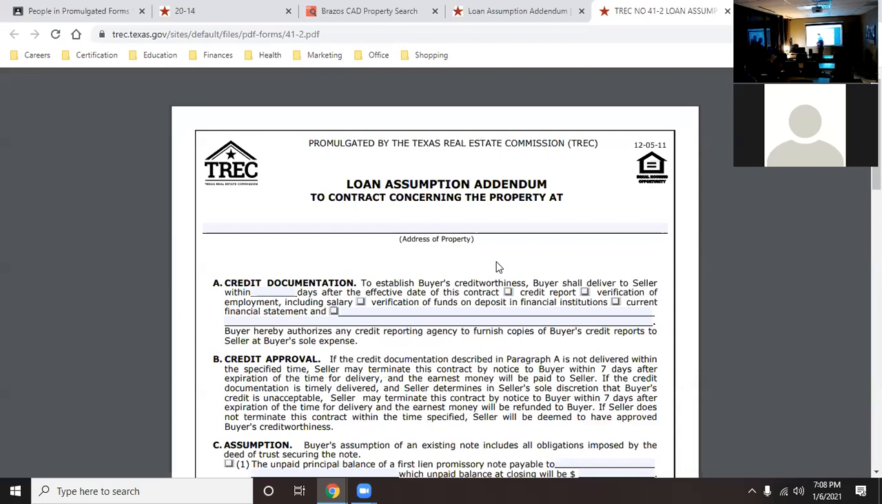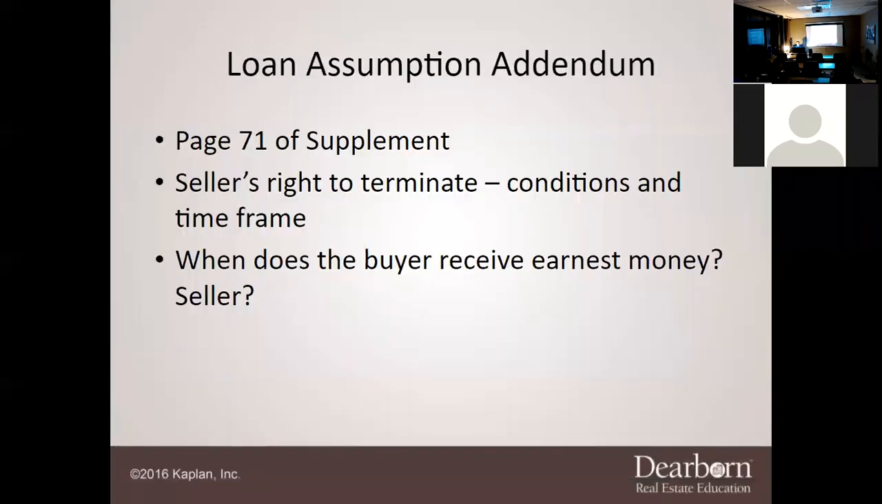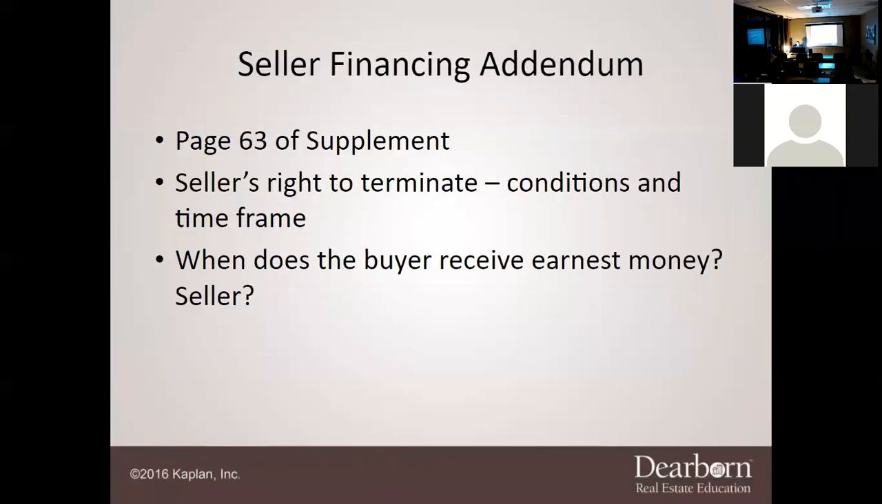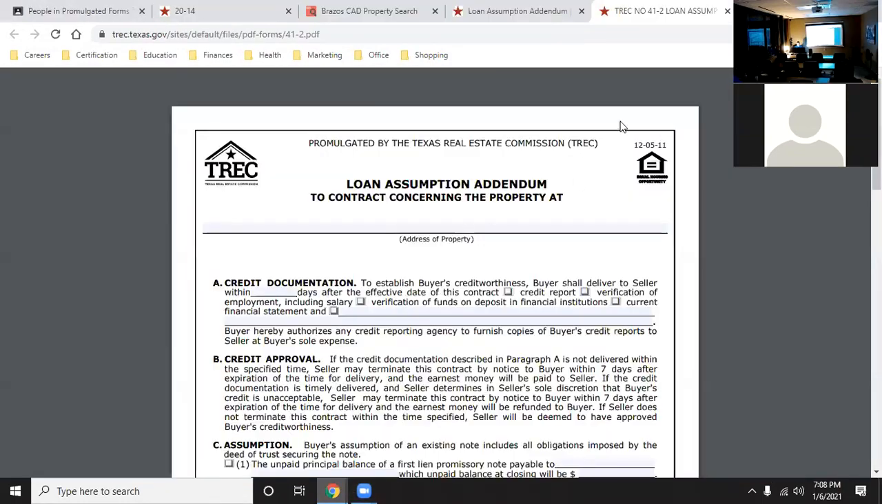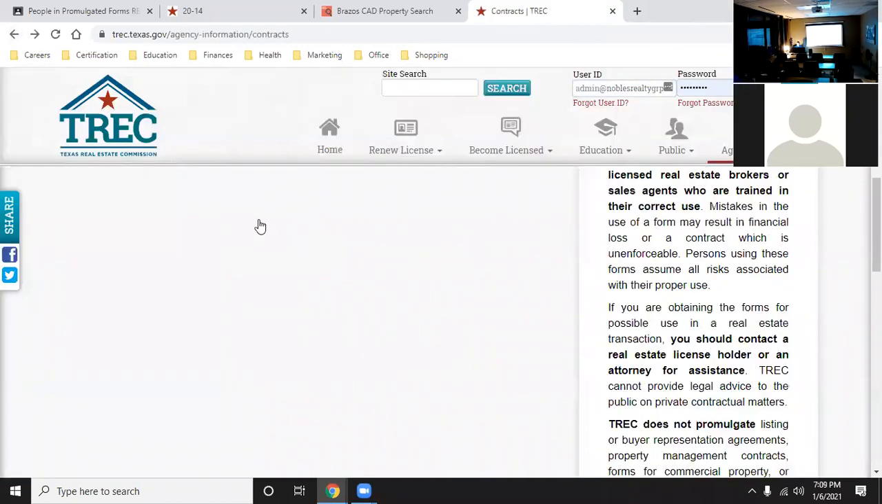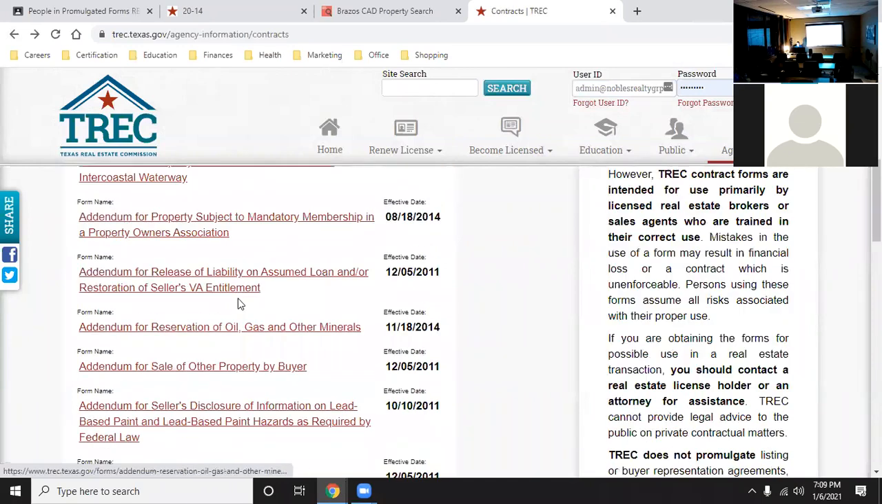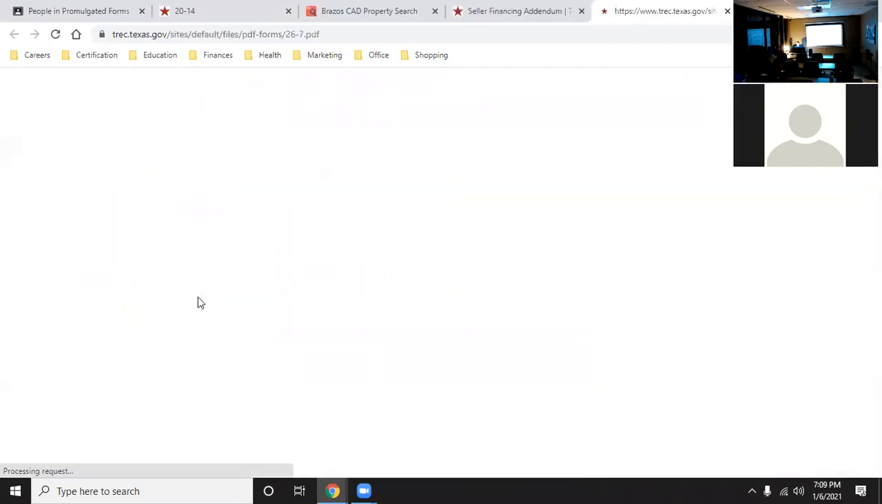Okay? So again, that's just one of the addendums. Very rarely will you use that form, and if you do use it, it's best you talk to your broker. Make sure your broker explains it because it's going to require some information. Okay? In the seller financing addendum, I'm going to jump over here now to seller financing. Here's your seller financing addendum.